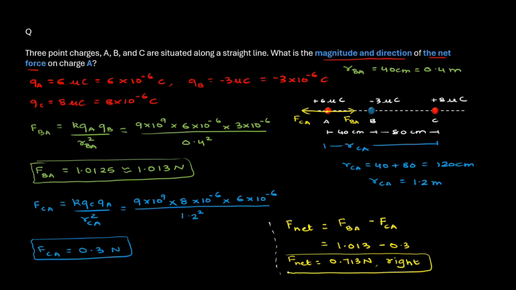You can also write this in vector format by writing F net equals 0.713 x cap Newton. So either you can show the direction by saying it is going to the right, or you can write it as positive x cap to denote direction to the right.